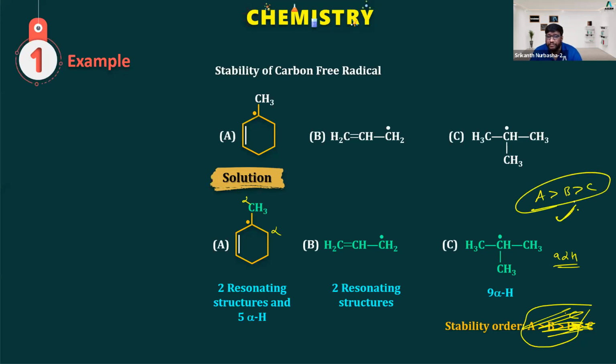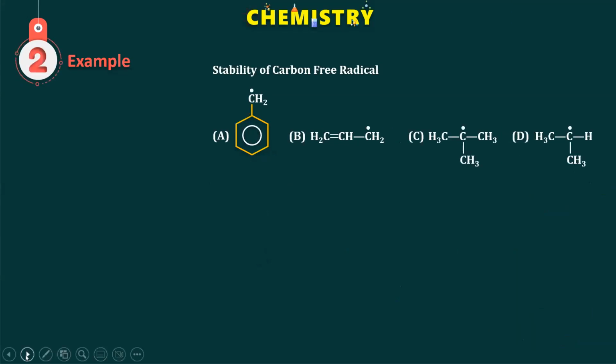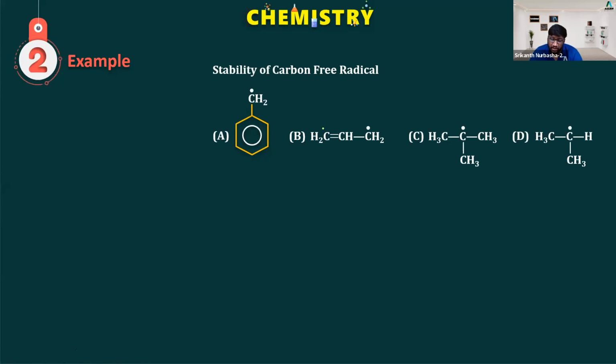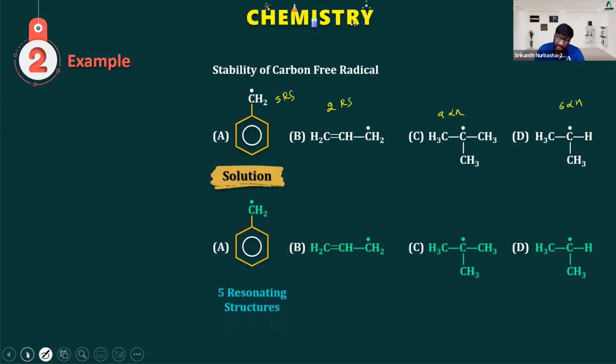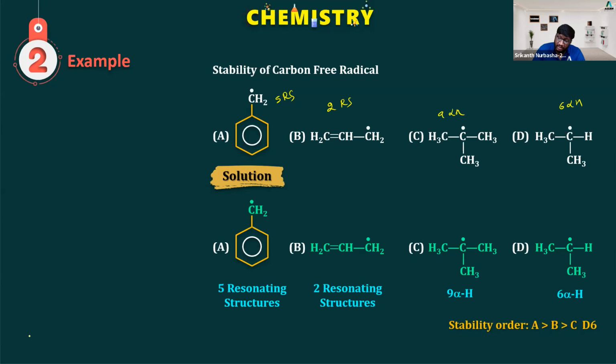Is that clear? Yes, sir. Try to compare here the stability of carbon free radicals. More resonating structures in A, then fewer resonating structures in B, then 9 alpha hydrogens, then you have 6 alpha hydrogens, 2 resonating structures, 5 resonating structures. I can simply say A greater than B greater than C greater than D. So this is the correct order.